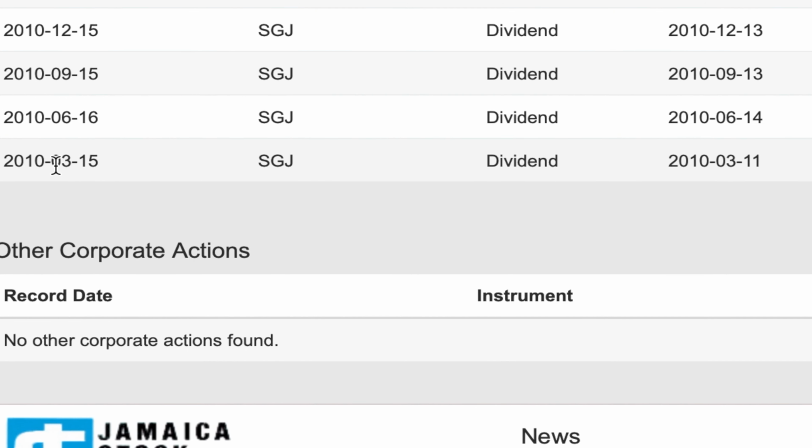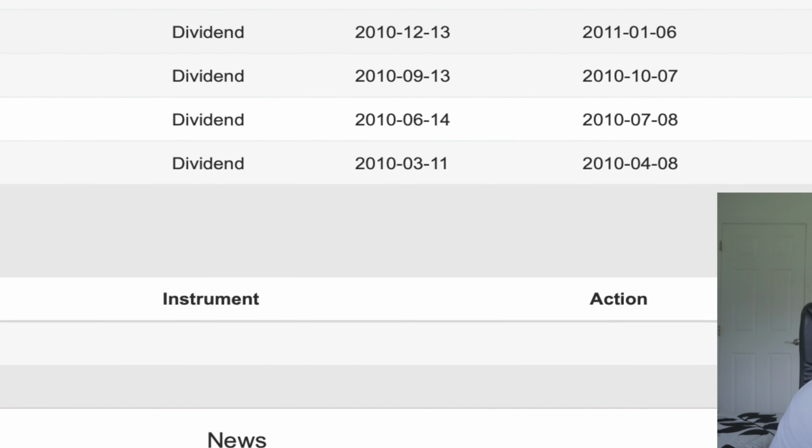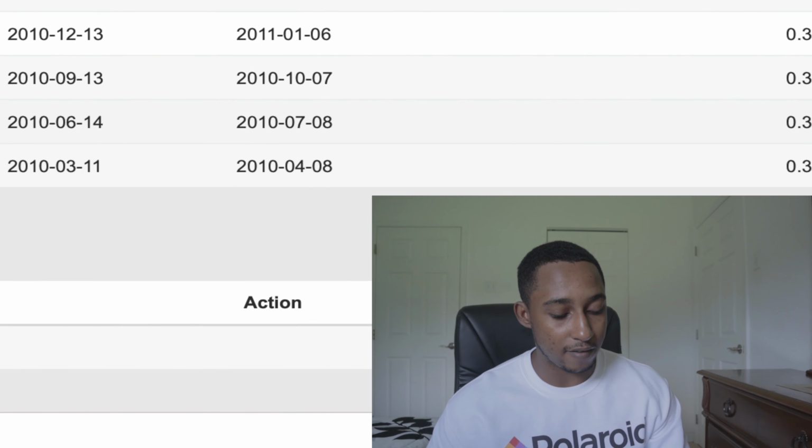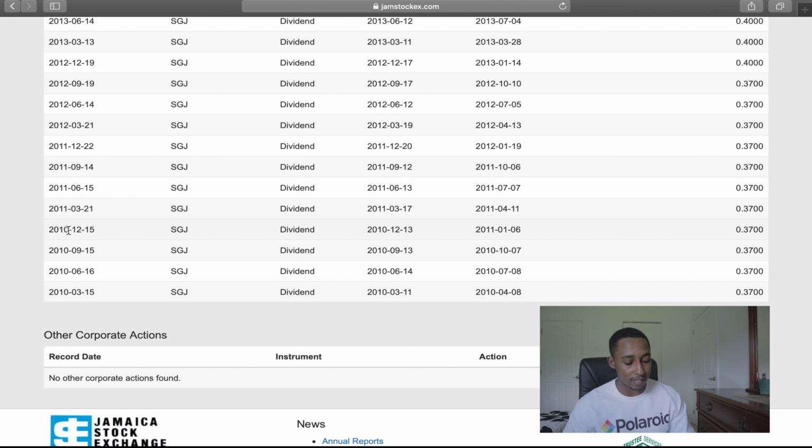So as you can see, in 2010, they paid 4 dividends because they have 4 payment dates in 2010, as you can see here. And their dividend is 37 cents straight across the board for those 4 pay periods, or those 4 quarters in that year. So you can look at it and see it's a pretty steady dividend.